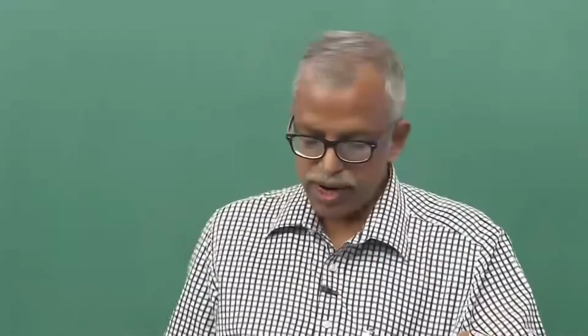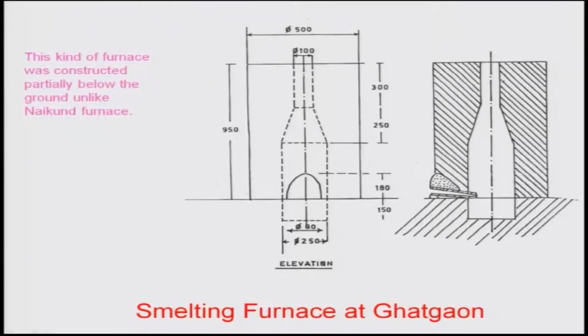So, let us look at another smelting furnace at Ghatgaon, which is shown. This is acting like a natural draft, and this is the tire through which air will be passing. Of course, all dimensions are given here. If you take a drawing of this, this kind of furnace was constructed partially below the ground, because this portion is the ground level, unlike the Naikund furnace which is on the top, above the ground level.